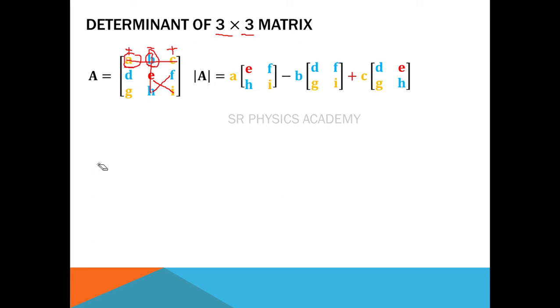First we will erase the rest of them, so it will be more clear for you. Now we are taking the C number. In this we are taking C, then we exclude its row. So what are the remaining here? D, E, G, H. Okay, now let us discuss.